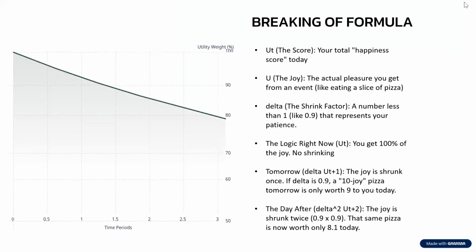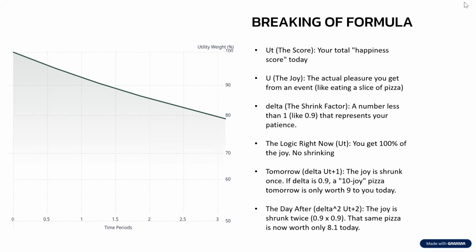Let's break down the formula. We have U_t, the score, your total happiness score. U, the joy, the actual pleasure you get from an event like eating a slice of pizza or going somewhere out. Then we have delta, the shrink factor, a number less than 1, like 0.9, that represents your patience.